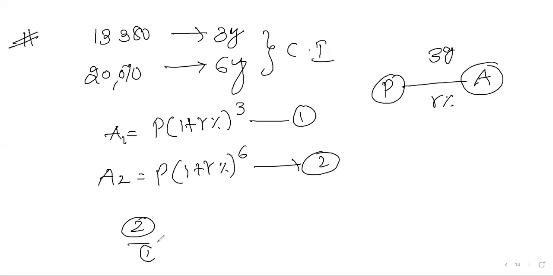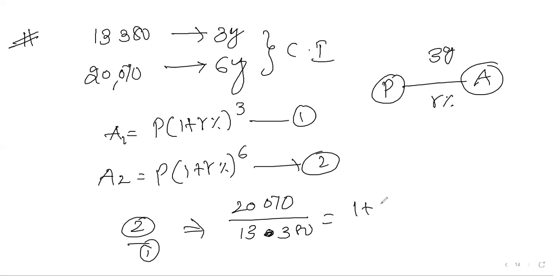Equation 2 divided by equation 1, what will we get completely? 20,070 rupees divided by 13,380 is equal to (1 plus R%) whole cube. Isn't it? Yes sir. Let's say this is equation number 3.